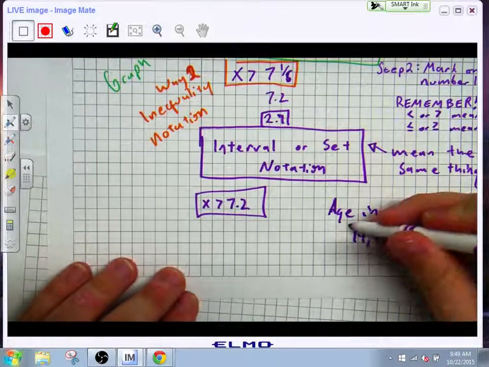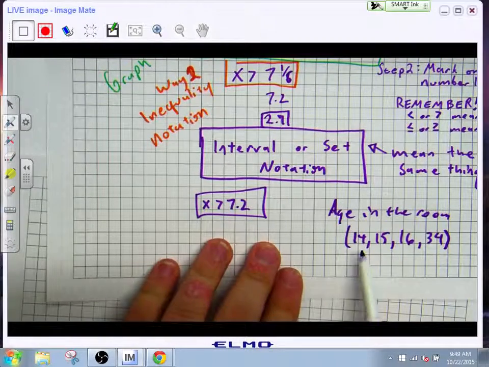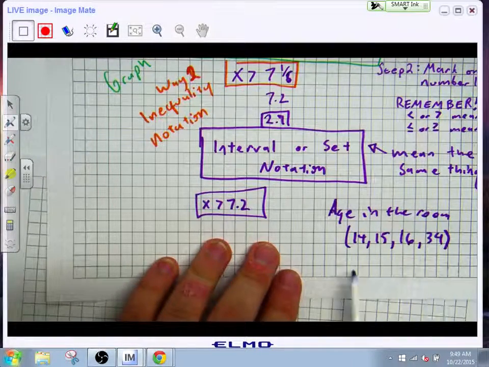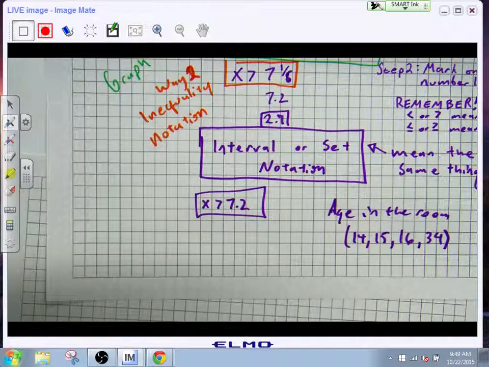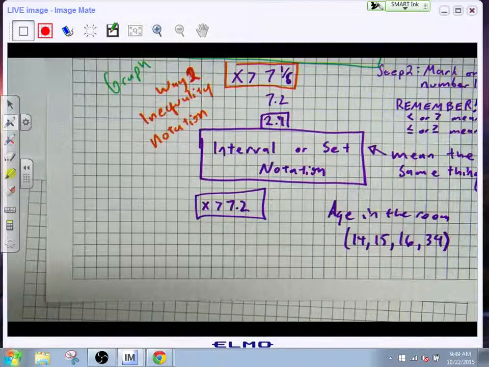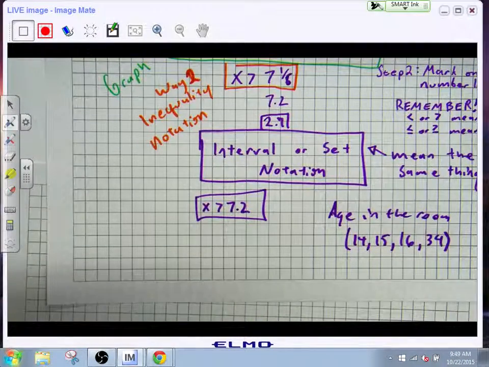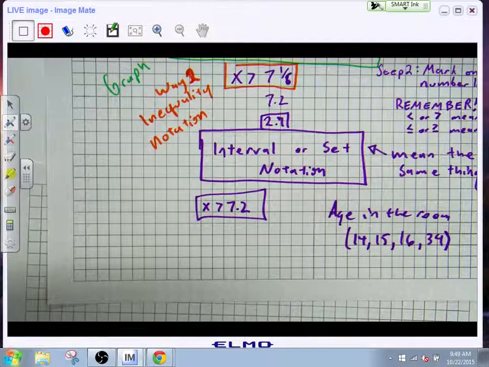Okay? And so how I would represent all the ages in this room is like this. This is the set of everybody's age. We have 14, 15, 16, and 34-year-olds in this room. Now, clearly there are more of some of these than others. Not a whole lot of 34-year-olds in this room right now. But this is how we would represent that set of numbers. Okay?